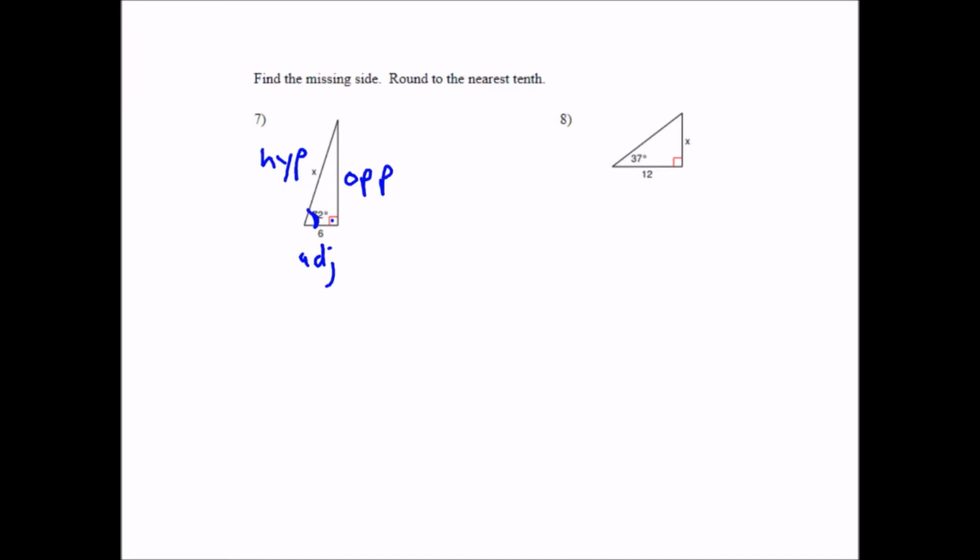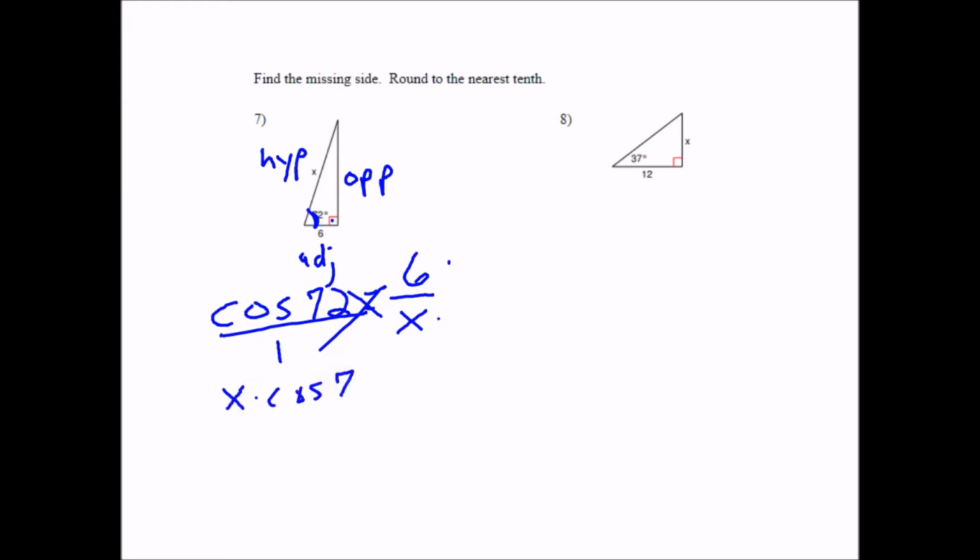Adjacent and hypotenuse. The trig ratio that uses adjacent and hypotenuse is cosine. So the cosine of 72 is the adjacent 6 over the hypotenuse x. Right, so adjacent over hypotenuse. I'm going to put the cosine of 72 over 1. Remember that cosine of 72 is a decimal, so it's kind of like putting a decimal over 1. Then we're going to cross multiply. X times cosine 72 equals 1 times 6, which is 6. Then I'm going to divide by the cosine of 72, kind of like dividing by a decimal.